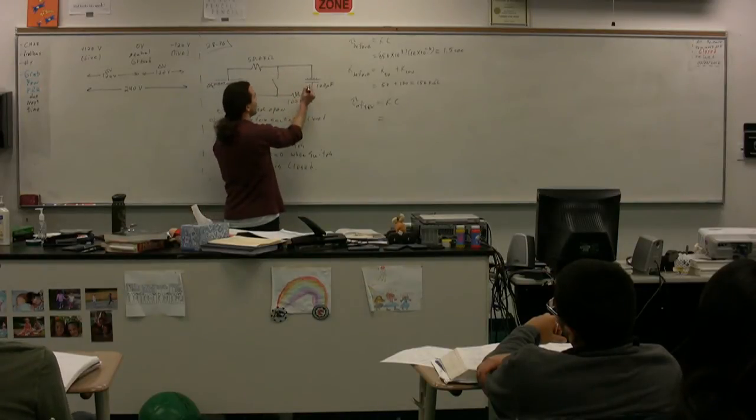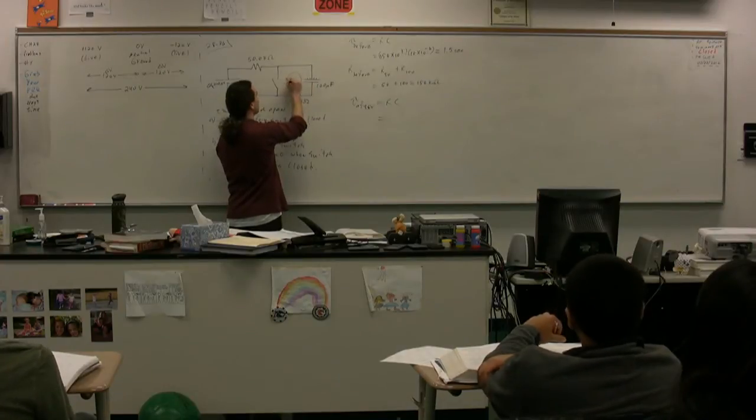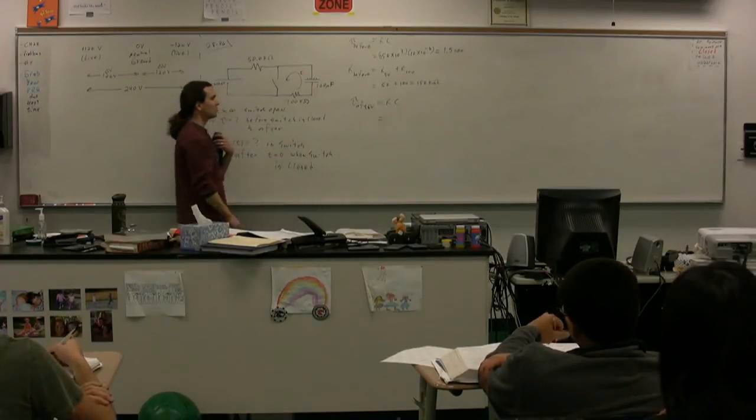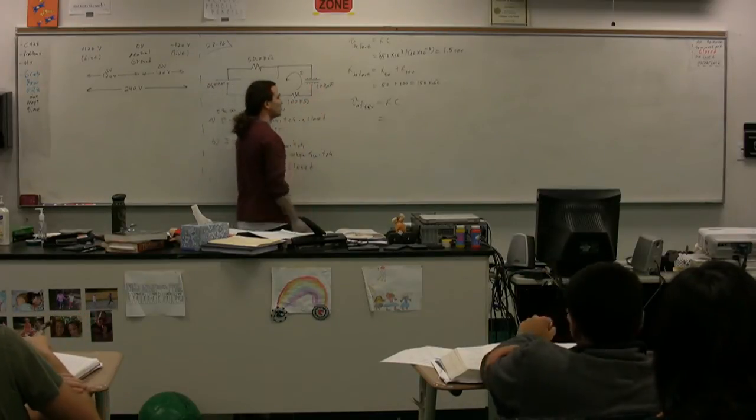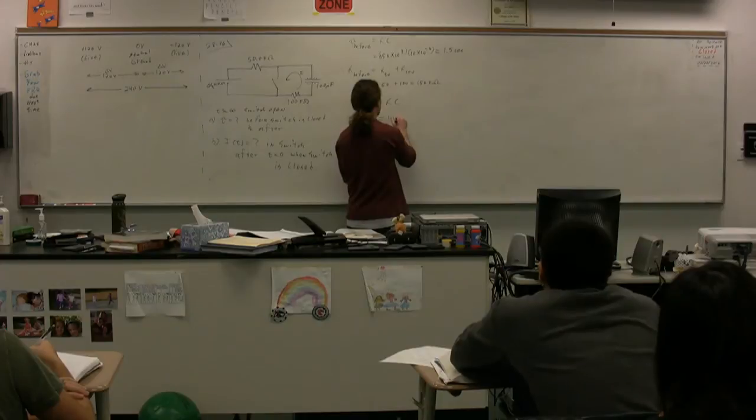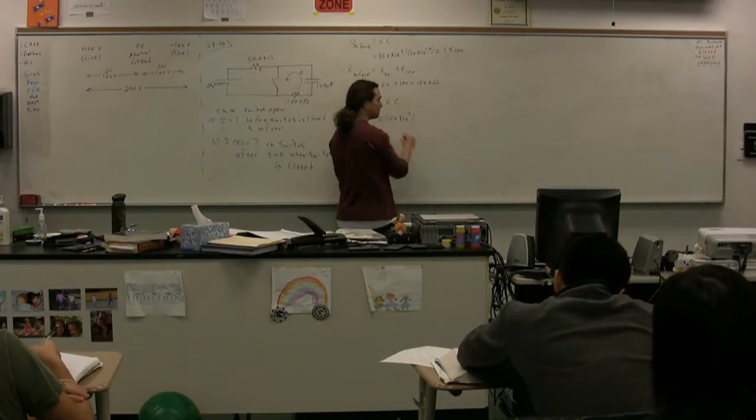So we're going to end up with current flowing this way. So the only resistor that these charges are going to go through is going to be the 100 kiloohm, or 100 times 10 to the third.